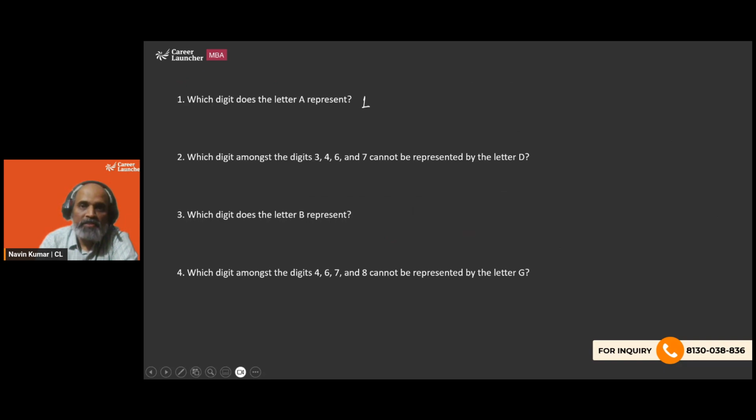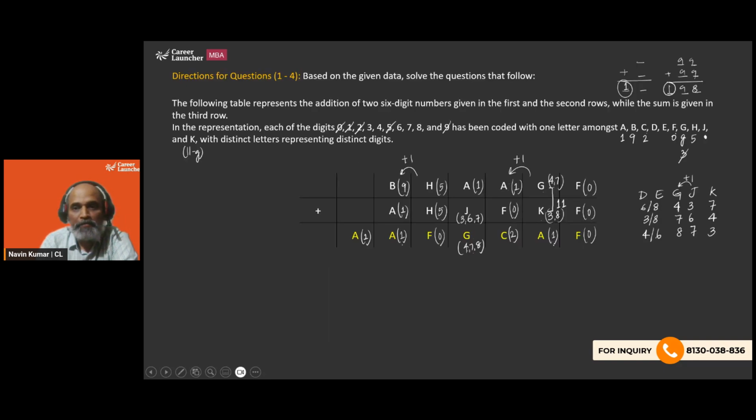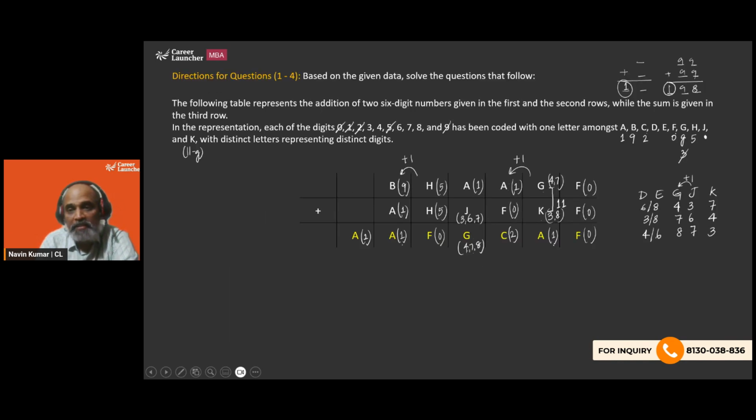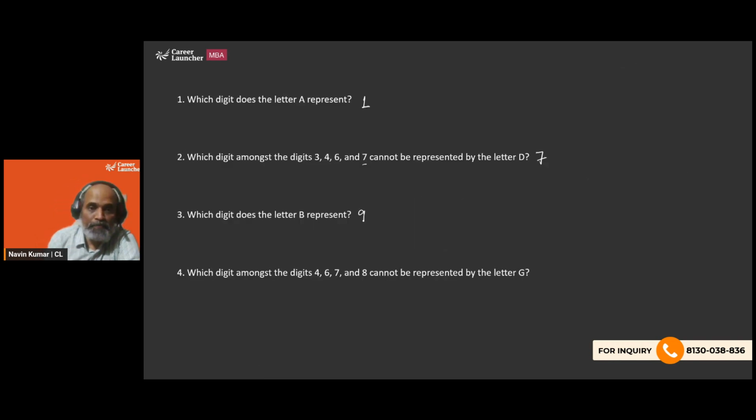Now the question asked is, which digit can D not represent? We can see that D can take 3, 4, 6, or 8, but it cannot take a 7. So 7 is the digit that D cannot take. Which digit does the letter B represent? So if we look at it, B represents 9.